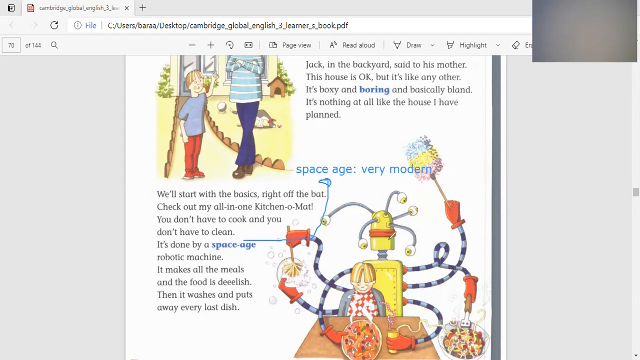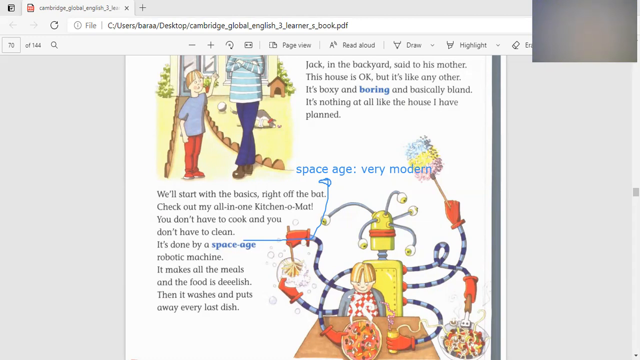Look here at the picture. Jack is sitting here, and here we have the very modern robotic machine, or a space age robotic machine. Look here, it has more than one hand. We have a cup of drink, and here two hands are cleaning, one is for cooking, one for laying the table. It's creative.